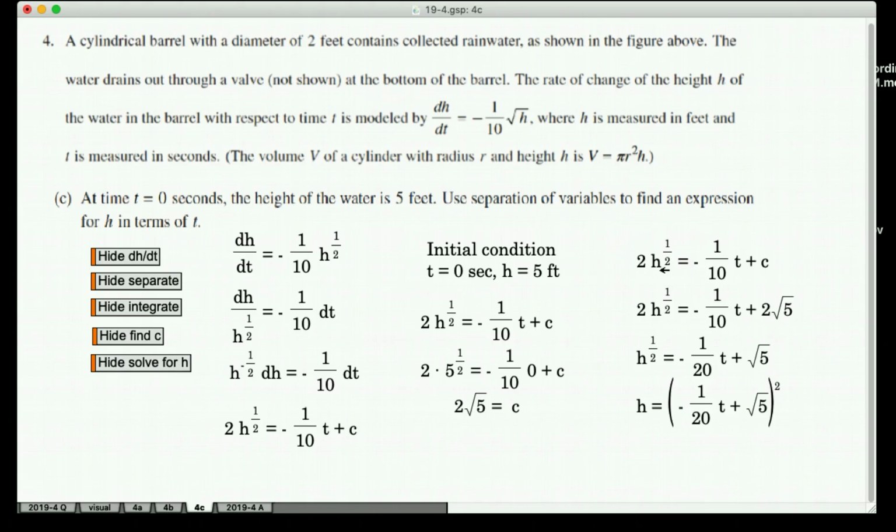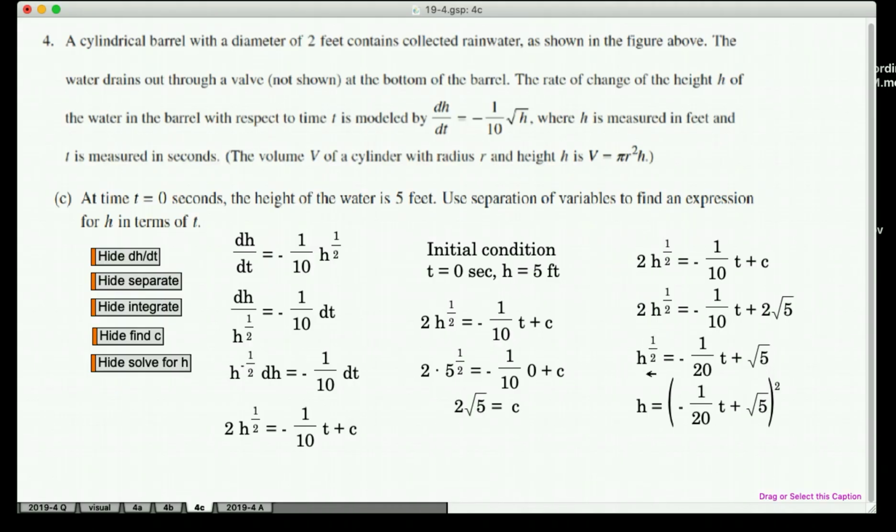That's our last step. So I just rewrote this equation over here. Then substitute c. We found c to be 2 root 5. And now solve for h. So the first thing we need to do is divide by 2. So you distribute. You're dividing by 2, so this becomes 1/20th t. And you divide this by 2, and the 2's go out, so you just get root 5.